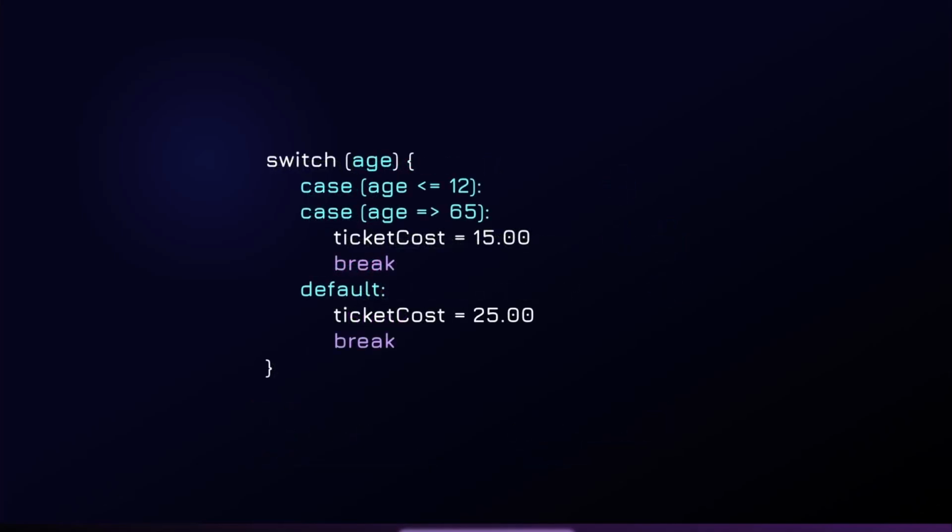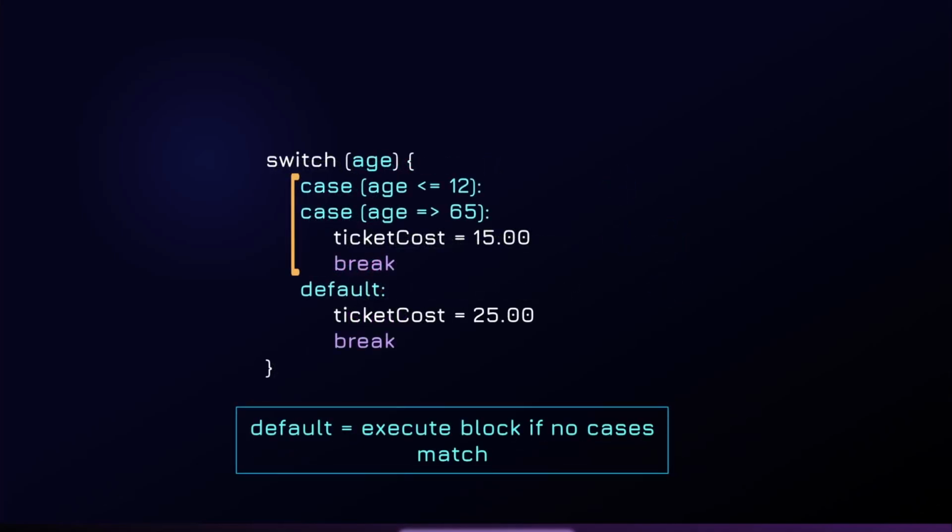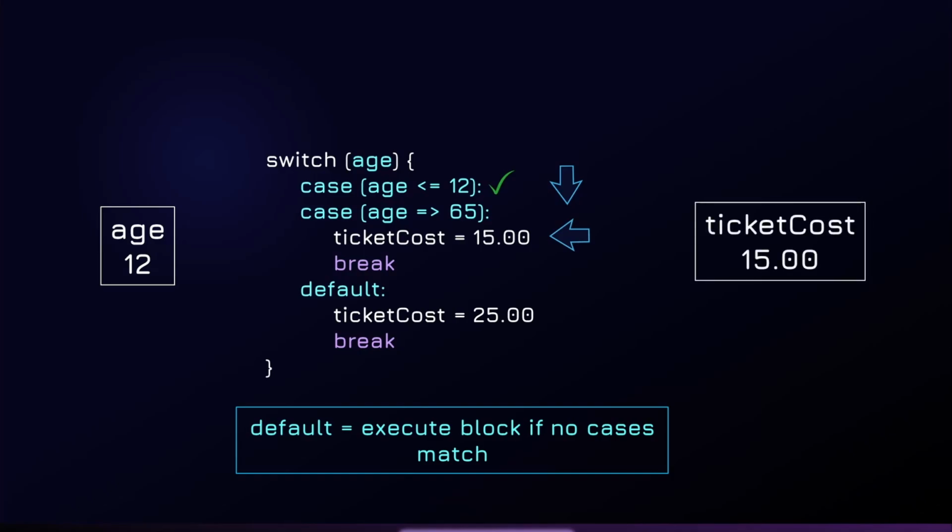For instance, at a movie theatre, children 12 and under and seniors 65 and over get concessional tickets. We can use a fall through to handle both cases with the same block of code, assigning a ticket price of $15. Everyone else defaults to $25.